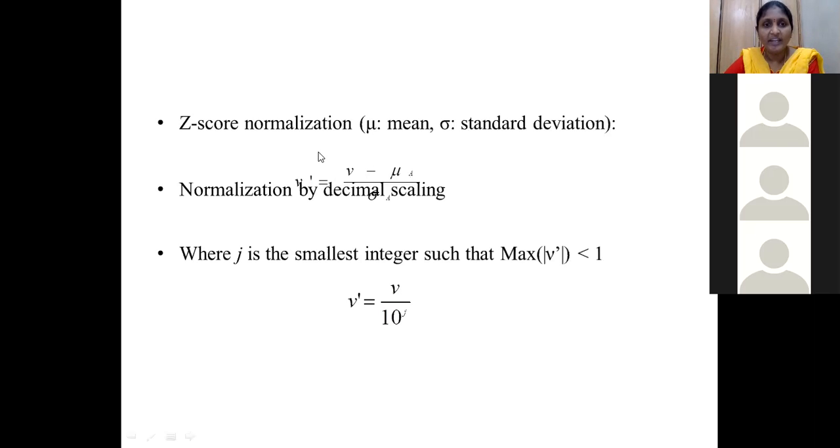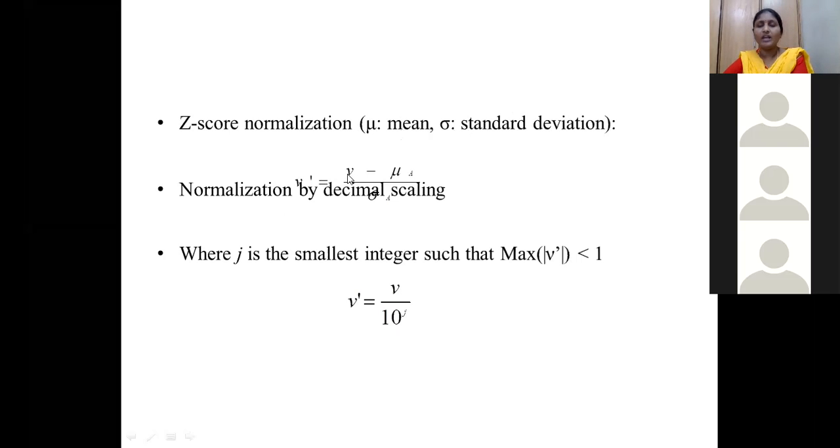So the formula is V dash is equal to V minus mu A. Mu A is nothing but the mean of that attribute A. For which attribute you are going to find out, that mu is nothing but mean. V minus mu A divided by sigma A. Sigma is nothing but standard deviation. Here for calculating the Z-score normalization, we require two values. One is the mean and the other one is the standard deviation.